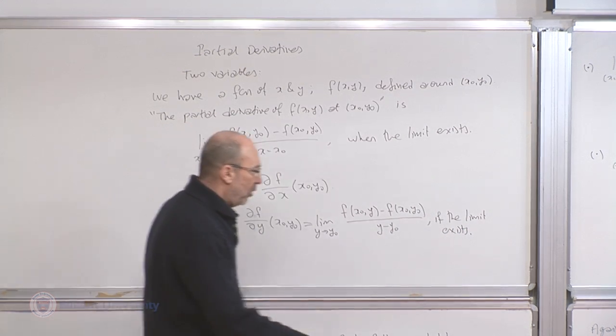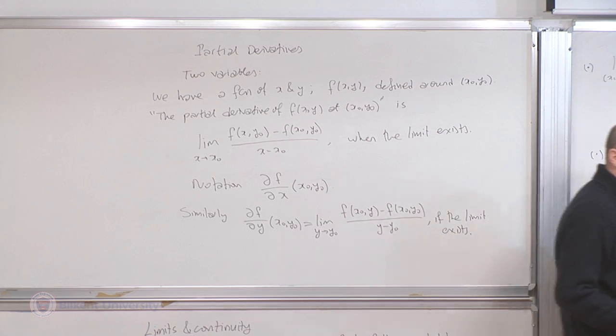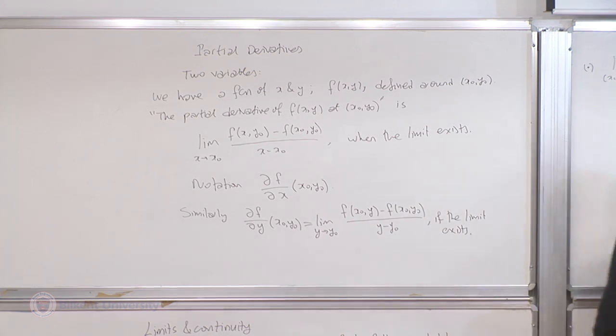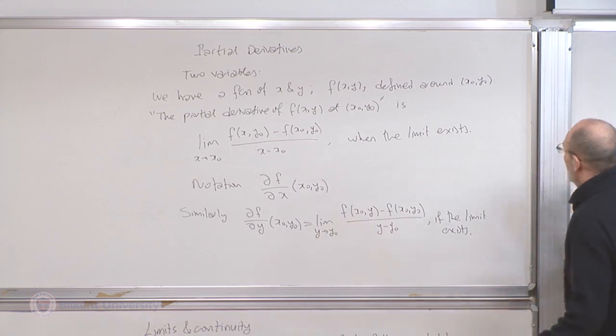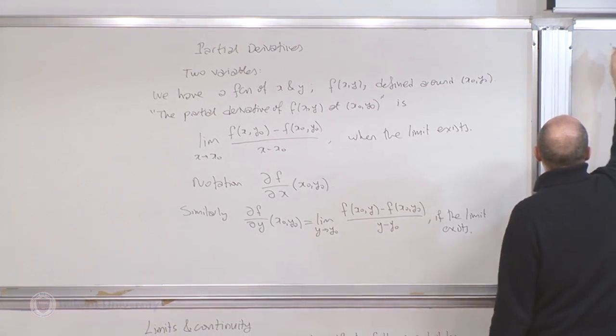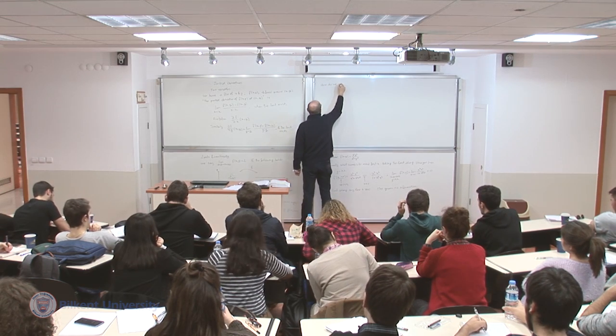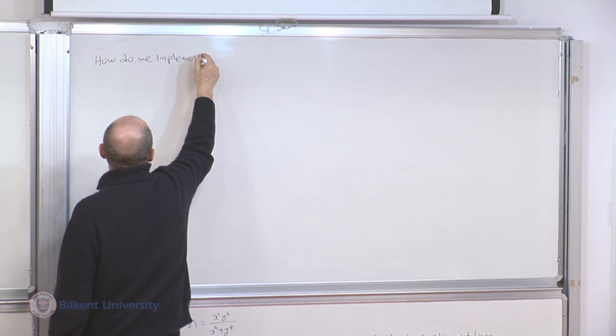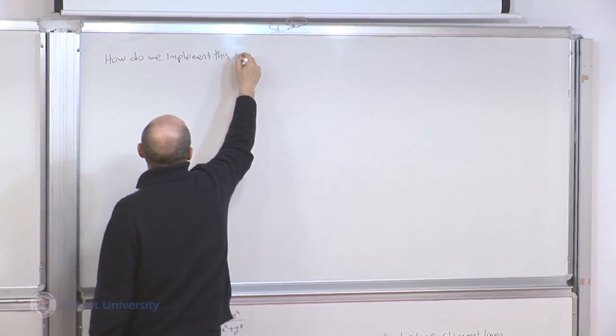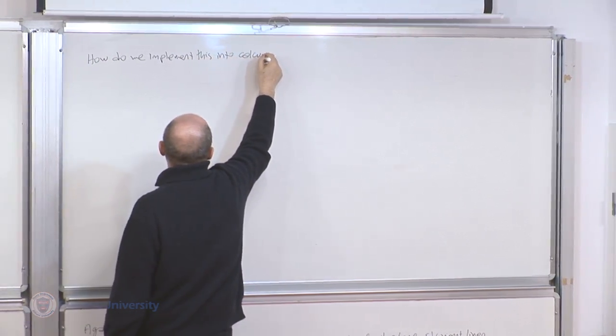If the limit exists. Okay, so this is the algebraic thing. So let me do one more algebraic thing, then we'll start drawing pictures. It will be more entertaining with pictures. Okay, so the yoga of this. So how do we implement this into calculations?